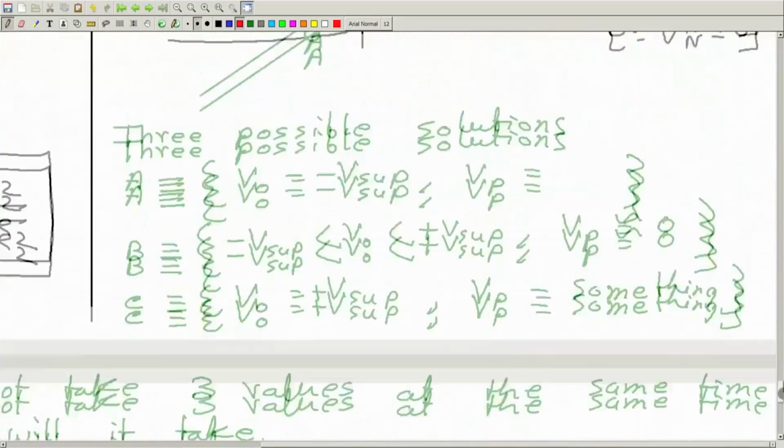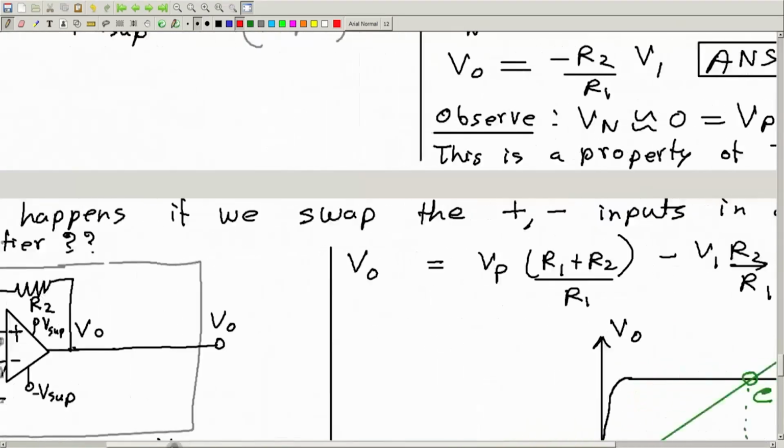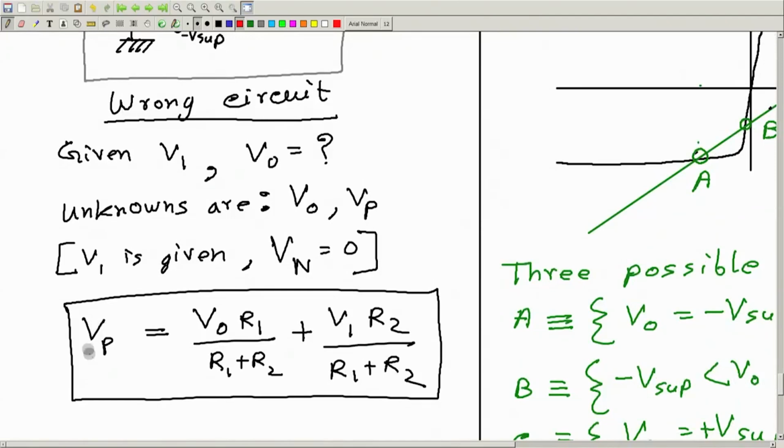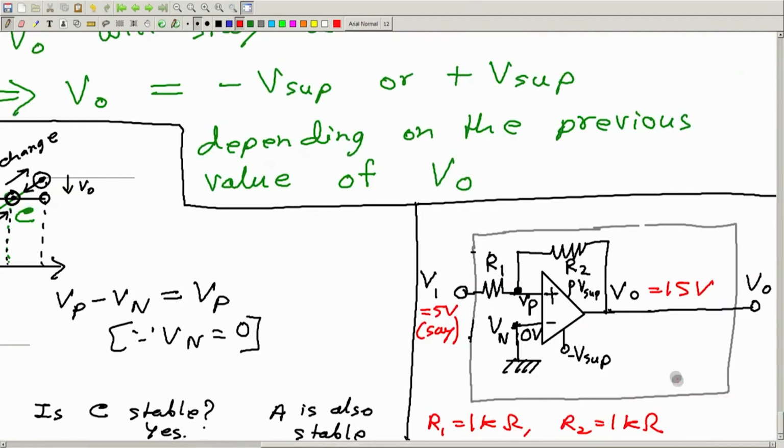Okay, so in this expression, if I put 1, 1, 1, this is half. So 1, 1, 1, this is also half. So Vp will be the average of Vo and V1: Vo by 2, V1 by 2. Then Vp will be equal to 10 volt. This is 5, this is 15, the average is 10 volt. Now Vp is 10 volt, Vn is 0 volt.